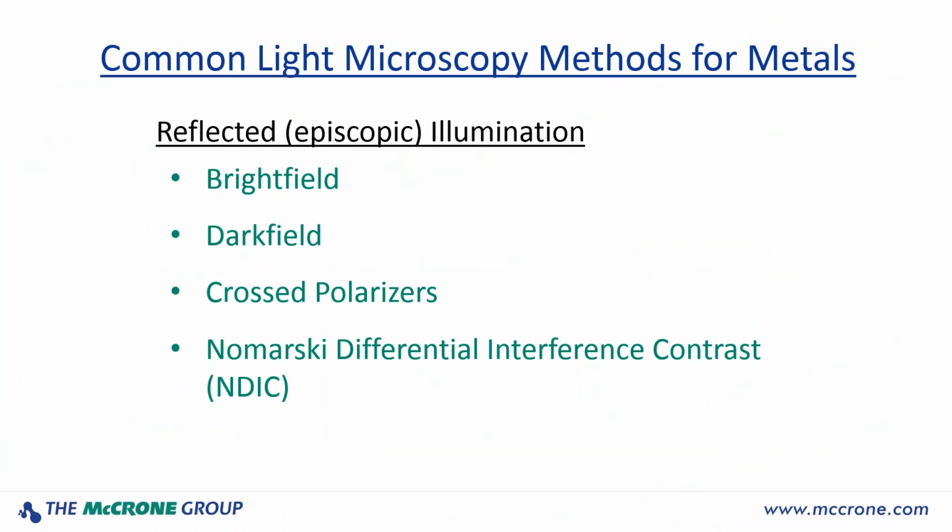All right, these are what I call common light microscopy methods that we use for metals. The reflected light, because they're opaque, of course, is also known as episcopic illumination. And the four types that I like to use are bright field, dark field, cross polarizers, and Nomarski differential interference contrast, better known as NDIC.